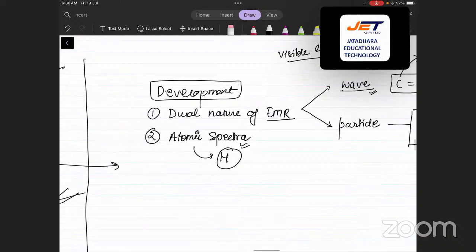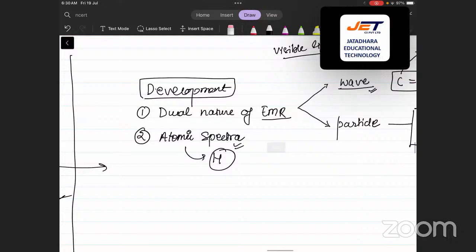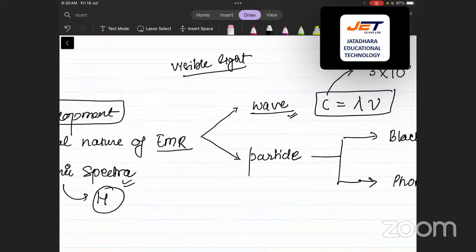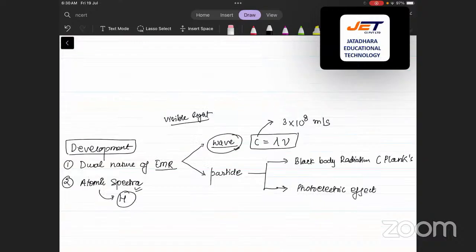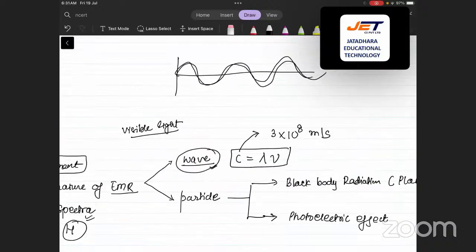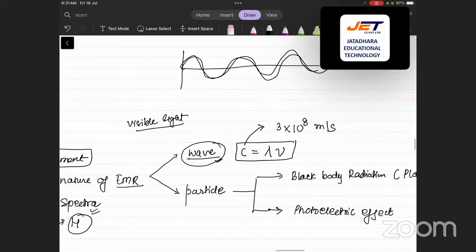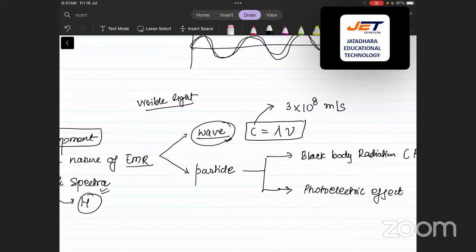And in that we started with the dual nature of electromagnetic radiation, in which we learned that it behaves as a wave. So whenever radiations are traveling in space, they will be traveling as a wave. This was the observation, right? We know that the speed with which these radiations travel equals the wavelength into the frequency of that wave, and all of them travel with the speed of 3 into 10 raised to the power 8 meter per second.